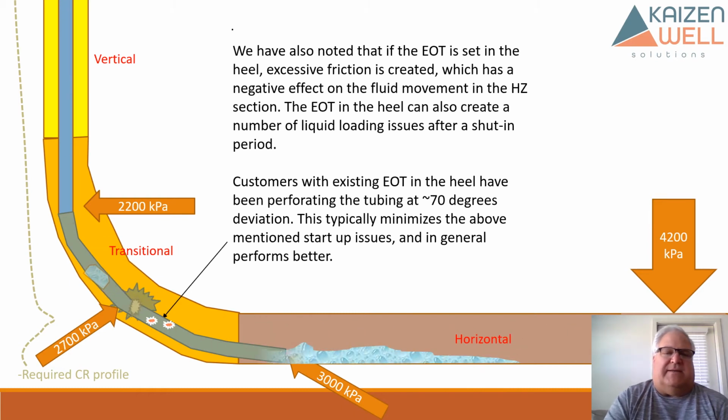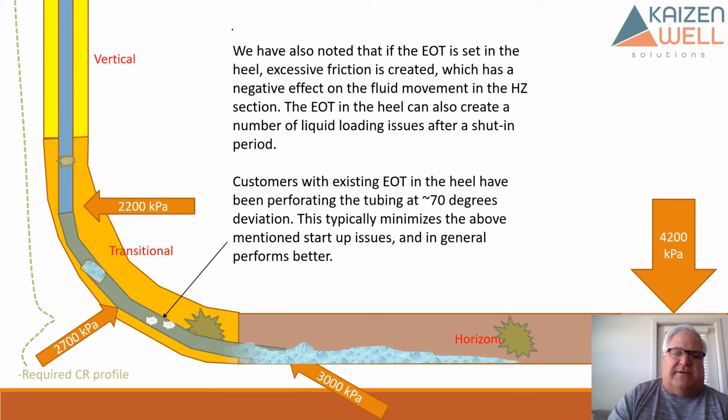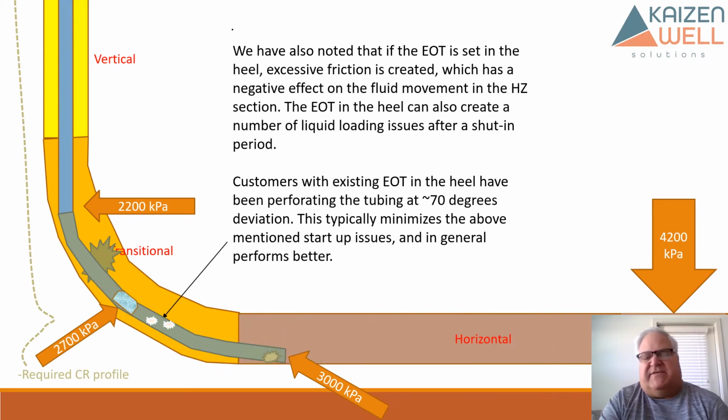Typically, we recommend that end of tubing should be at about 70 degrees. What we did find though is that if you have tubing that's sitting down in your heel, we can go in and perforate this tubing anywhere from about 55 to 70 degrees and get some significant improvement in the way the well produces.